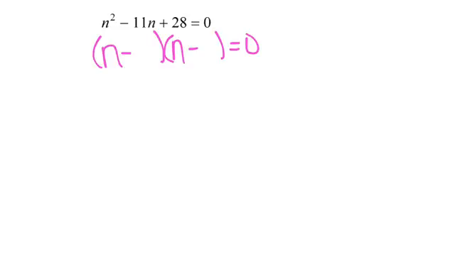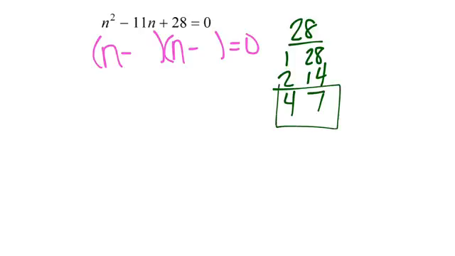Factors of 28 include 1 and 28, 2 and 14. 3 is not a factor, but 4 and 7 are. And that is it. Which ones of these, when you add, will give you 11? 4 and 7. So n equals the opposite of negative 4, which is a positive 4. The opposite of negative 7 is a positive 7. And I'm done. Please utilize this time to finish the page.